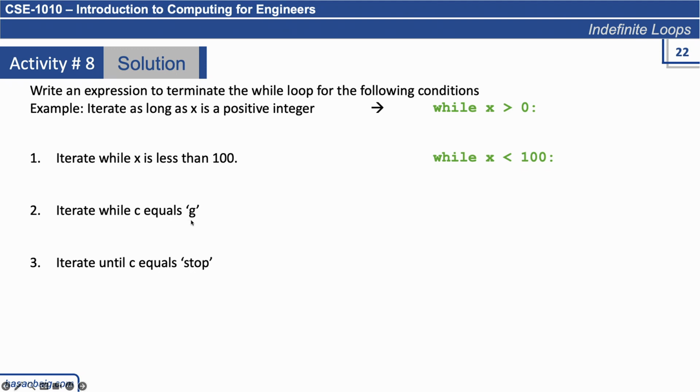Iterate while c equals g. Iterate until c equals a stop. So while c is not equal to stop. Okay, because if c is not equal to stop, it will keep executing the code, and as soon as c becomes a stop, then the loop will terminate. Okay.